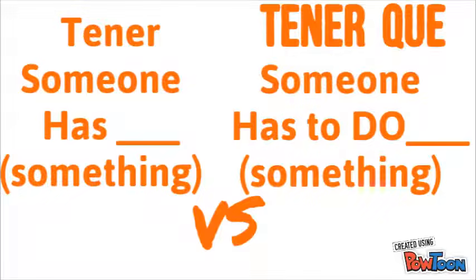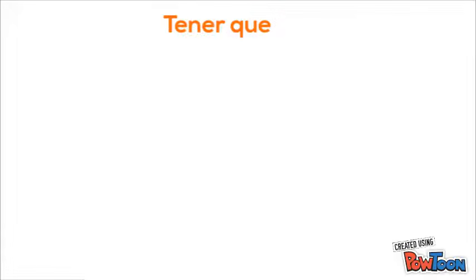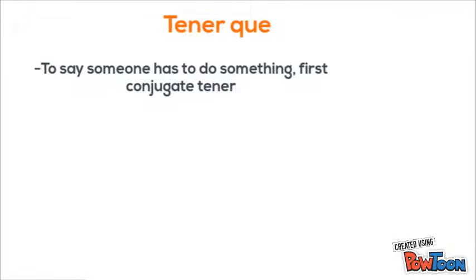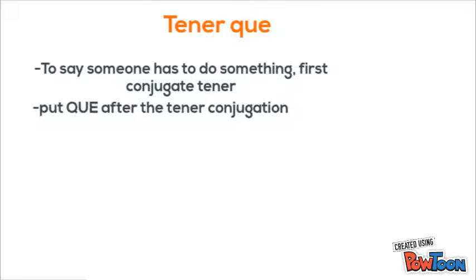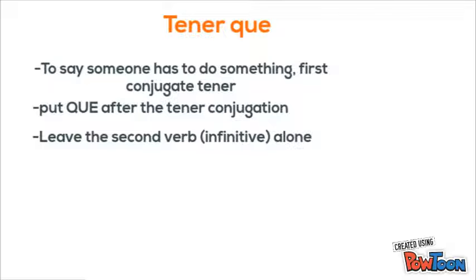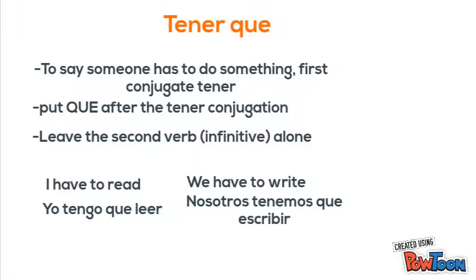To say someone has to do something, first conjugate tener, put que after the tener conjugation, and then leave the second verb alone. For example, I have to read. Yo tengo que leer. Leer is left alone. We have to write. Nosotros tenemos que escribir.